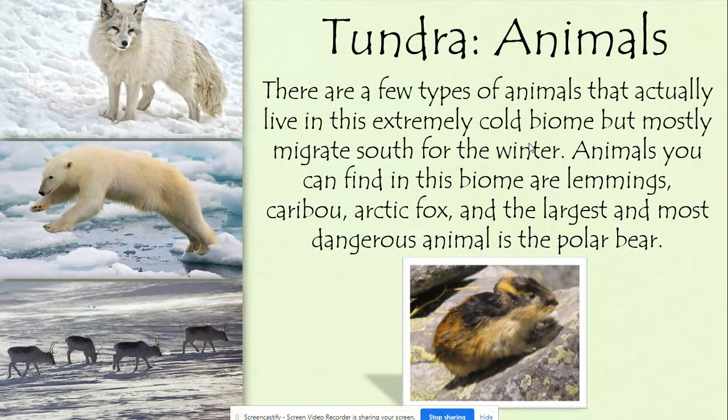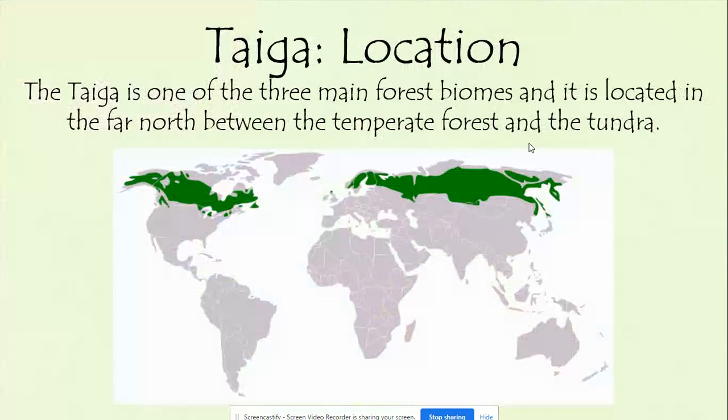There are a few types of animals that actually live in this extremely cold biome, but mostly migrate south for the winter. You can find lemmings, caribou, Arctic fox, and the largest and most dangerous animal is the polar bear. The taiga. The taiga is one of the 3 main forest biomes, and it is located in the far north between the temperate forest and the tundra.